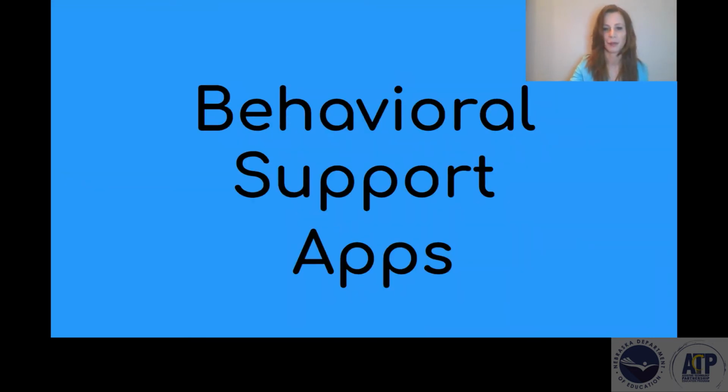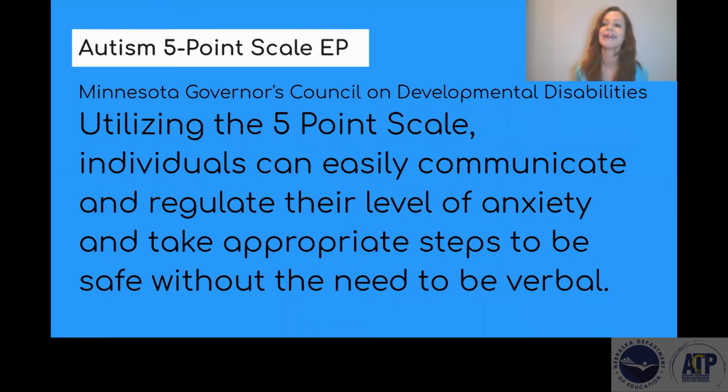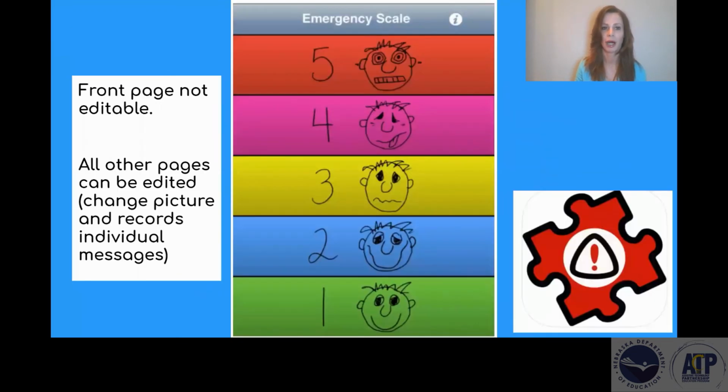Let's look at some behavioral support apps. So I love the Autism 5-point scale. So they utilize that concept of the 5-point scale. It is color coded. And let me just show you. So pros and cons. So pro, it's free. Con is this front page right here. This is when you open it up. That's right in the middle of this screen. That is not editable. That is how it will look at all times. However, all the other pages you can edit.